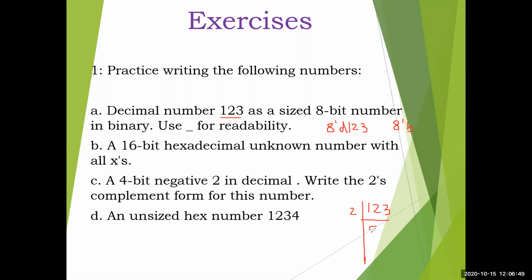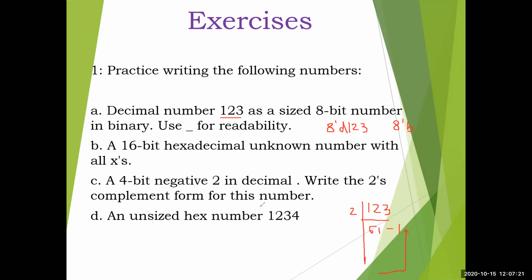So 123 divided by 2, what is the remainder? 1. Similarly, keep on doing this till you get a number less than 2. Then read the numbers from bottom to top, and that gives the 8 bits. If any bits are missing, pad the upper bits with zeros. So this is the answer. You find the answer by doing successive division of 123 and writing it. You can pause the video and do that.